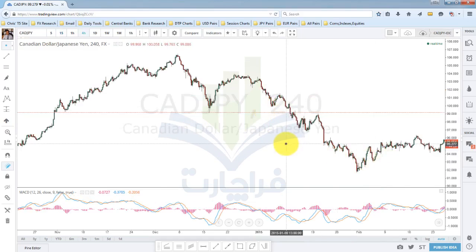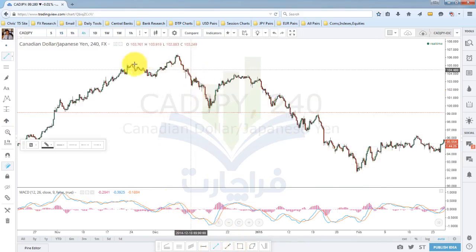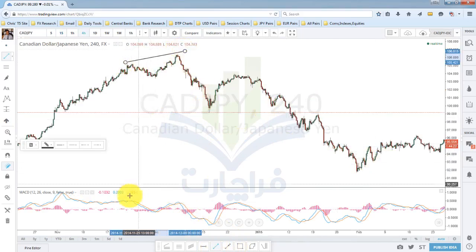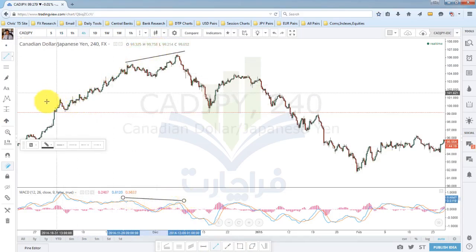This was another really nice setup on the 4-hour Canadian dollar Japanese yen pair. And you see how we have price moving higher here. We have the MACD cycling lower, and we also had this all the way through. You see there's divergence even back here, but then these most recent cycles diverged, and we had this strong decline right here.